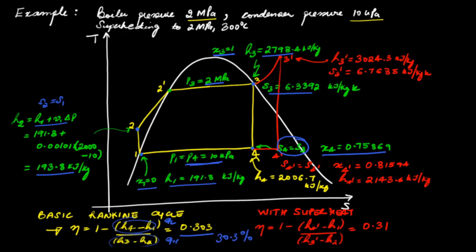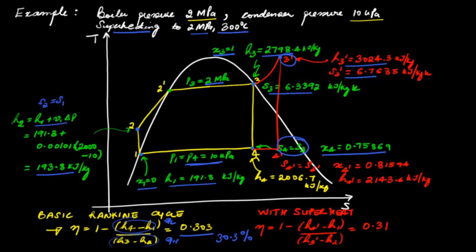30.3%. Now if we consider a Rankine cycle with the same boiler and condenser pressures, but with superheating to 300 degrees Celsius, then the inlet condition for the turbine would be this state 3 prime. To determine this state, we already know that its temperature is 300 degrees Celsius and the pressure is 2 megapascal. So knowing these two properties, we can find the specific enthalpy and specific entropy from the property tables.